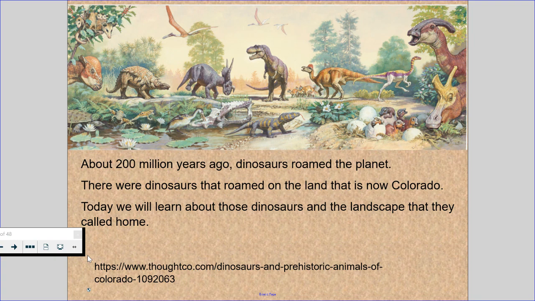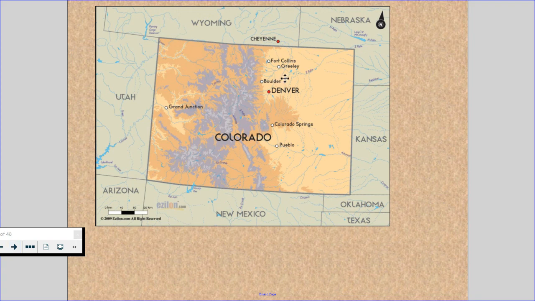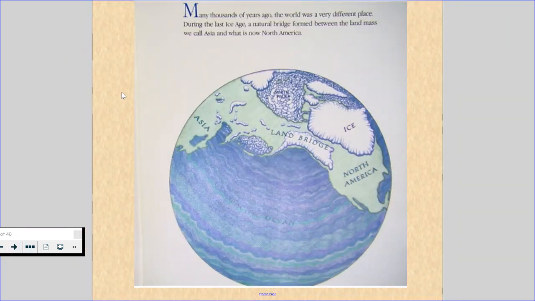But please feel free on your own, if you're interested in that, to study dinosaurs of Colorado because they are quite interesting. This is just a map of Colorado, and you can find some dinosaur fossils and things through these areas in Colorado. So if you want to research that on your own, please do.